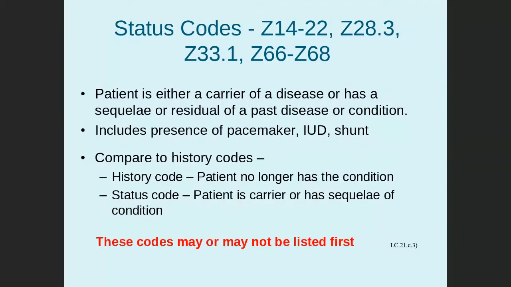Now let's move on to status codes. In status codes, the patient is either a carrier of a disease or has a sequelae or residual of a past disease or condition. It may be simply patient has a pacemaker, patient has an IUD, patient has a shunt. So compare this to history codes. In history codes, patient had a condition but no longer has it. A status code is patient is a carrier or has a sequelae of the condition. These codes may or may not be listed first.